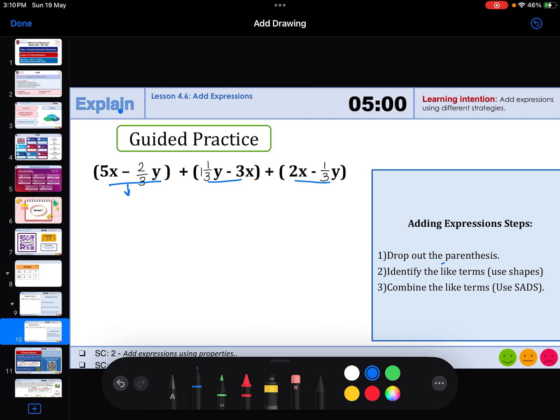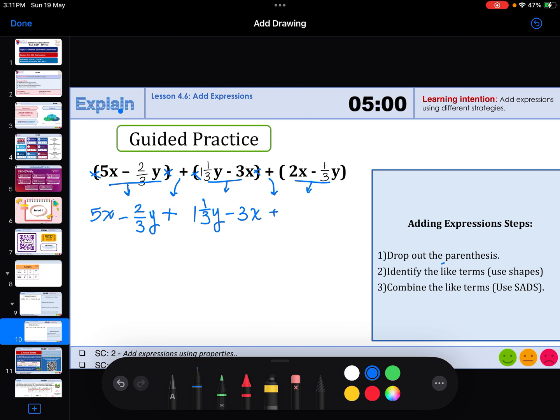Starting with the first one. 5x minus 2 over 3y. Okay? Then just don't write the parentheses. I didn't write them. Put the positive as it is. Moving to the second expression. 1 and 1 over 3y minus 3x. Again, I did not put the parentheses. Just now drag down the positive. Don't forget the positive, girls. It really matters if you forget it.